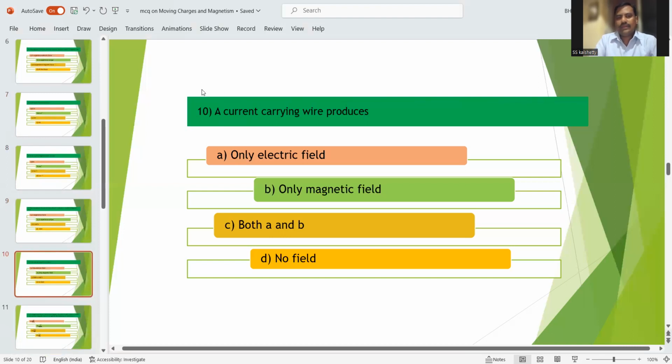Now the 10th question. A current carrying wire produces only electric field, only magnetic field, both electric field and magnetic field, or no field. What will a current carrying wire produce? It will produce a magnetic field around it. So option B is the right answer, because a current carrying wire produces a magnetic field around it.